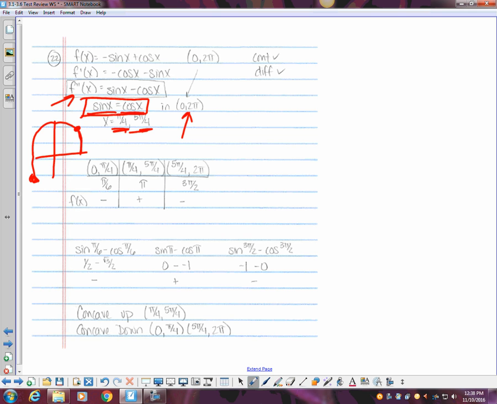So then I make my chart with my critical values in there. I'm picking values. So between 0 and pi over 4, that's the little guy, pi over 6. Between pi over 4 and 5 pi over 4, I'm picking pi because that's the nicest one there.